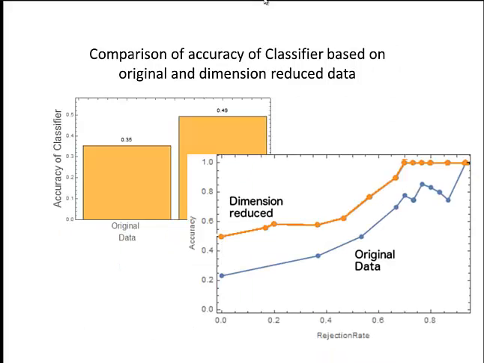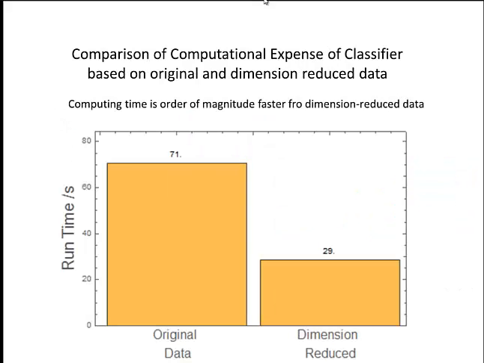So we get an improved accuracy with this reduced dimensional data. We get the added benefit that it's actually a lot quicker. It takes about half the time: 71 seconds to train the classifier on the original data, 29 on the reduced data set. So there's about a factor of 2 difference here. But as the size of the data sets increases, this difference increases exponentially. So on big data sets, this will actually be orders of magnitude difference. I can show you an example of that later.